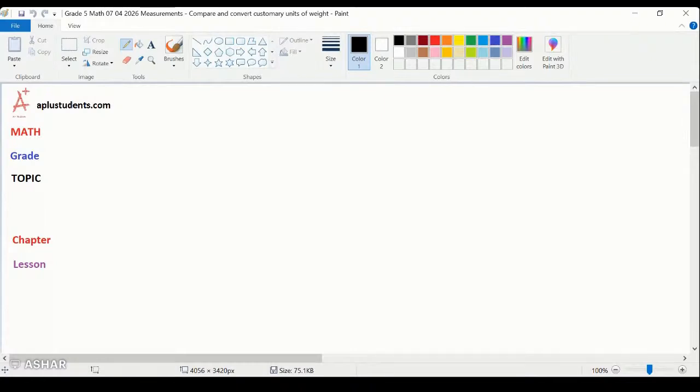The first thing you need to do is go to aplusstudents.com. You need to go to the website. Once you're on the website, you need to select math as a subject. This is a grade 5 maths lesson, and the name of the topic is measurements.